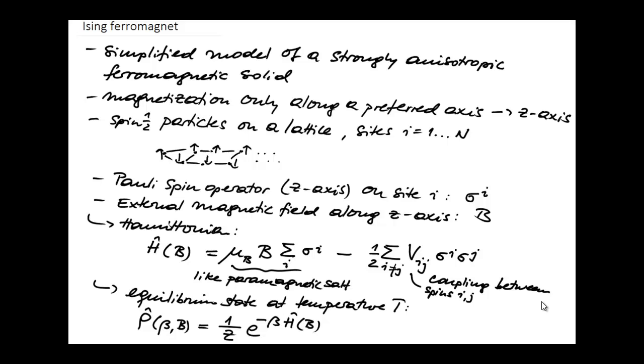Now, the Hamiltonian consists of two parts. The first part looks just like the Hamiltonian of the paramagnet. It's the interaction of the spins with the external magnetic field. That's the first term. But what's new is that we now introduce an interaction between the spins. This is the second contribution to the Hamiltonian. You sum over all pairs of spins, sum over i and j, and then there's some coupling constant, which is not specified, V_ij, that describes the coupling strength between spin i and spin j. And then there's the Pauli spin operator for spin i and the operator for spin j. So it's the Hamiltonian of the paramagnet with an added pairwise interaction between the spins.